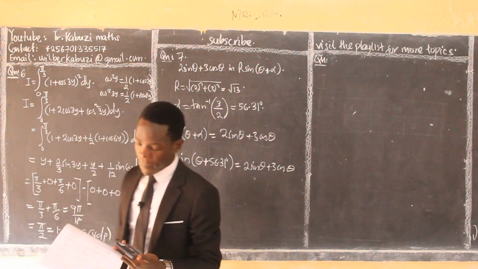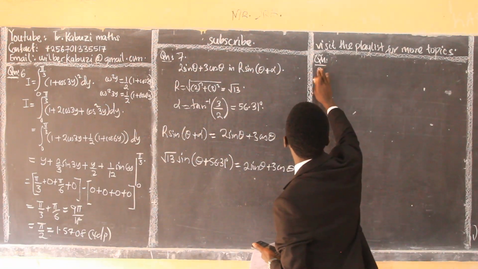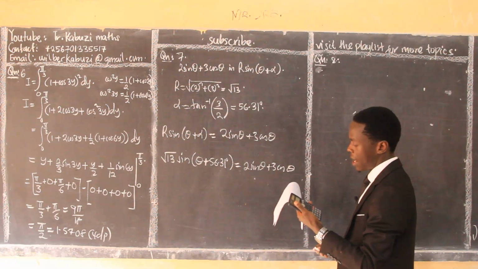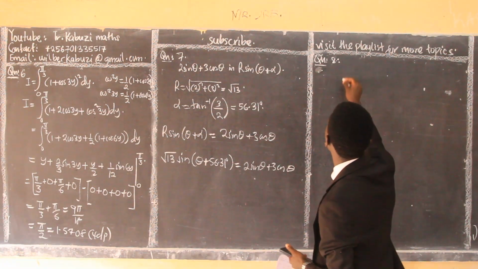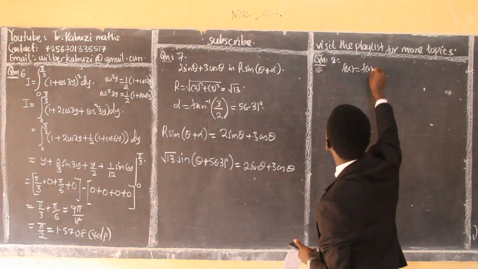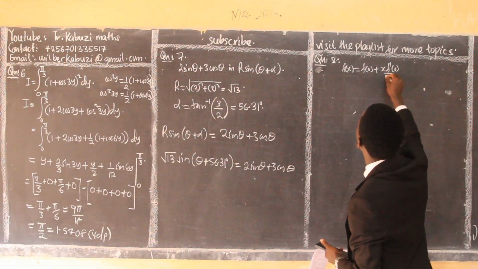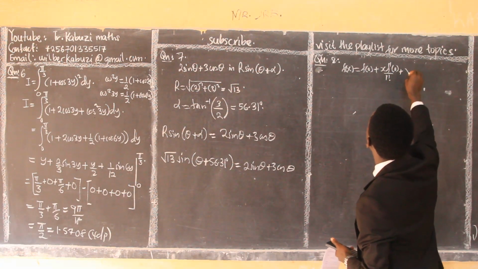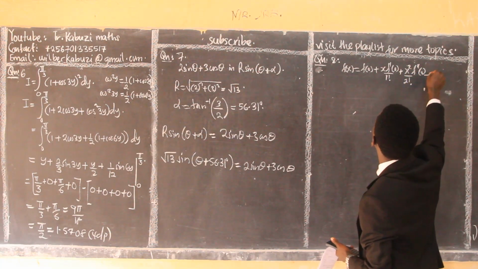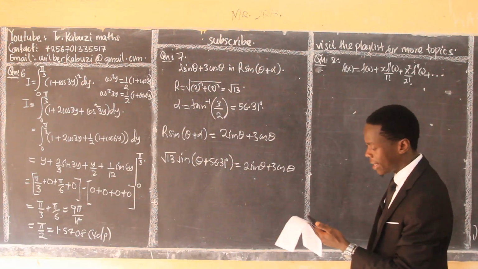Then we move to number 8, which was Maclaurin. Now they want us to expand up to the power in x squared. You know that my f of x in Maclaurin is given by f of 0 plus x f prime of 0 over 1 factorial plus x squared f double prime of 0 over 2 factorial plus. If you want to see more about Maclaurin, visit the playlist there.